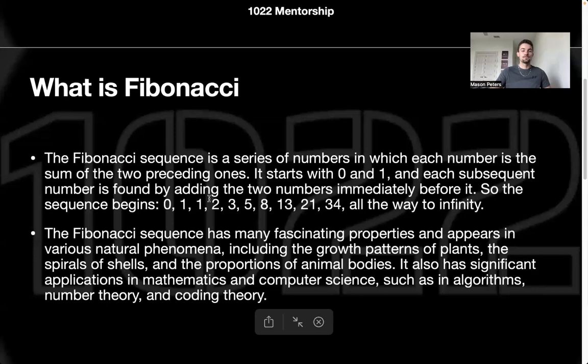2 plus 1 is 3. 3 plus 2 is 5. And 5 plus 3 is 8. 8 plus 5 is 13. 13 plus 8 is 21. 21 plus 13 is 34. This goes all the way to infinity. So you're adding the numbers subsequent and previous before it. And so this creates the Fibonacci sequence.